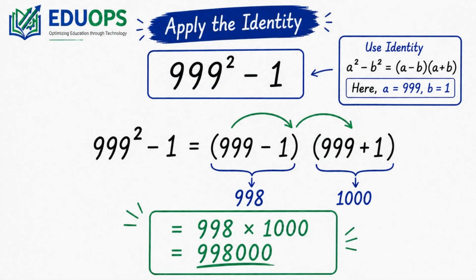Here, a equals 999 and b equals 1. So, 999 squared minus 1 becomes (999 minus 1) multiplied by (999 plus 1). That simplifies to 998 multiplied by 1000. And multiplying by 1000 is easy. Just add 3 zeros. Your final answer is 9,98,000.